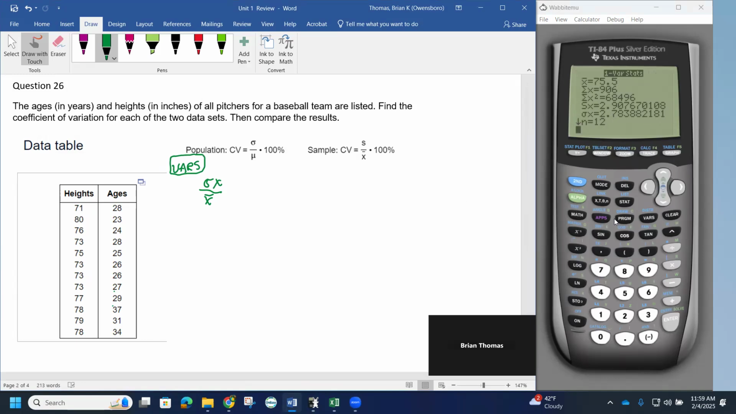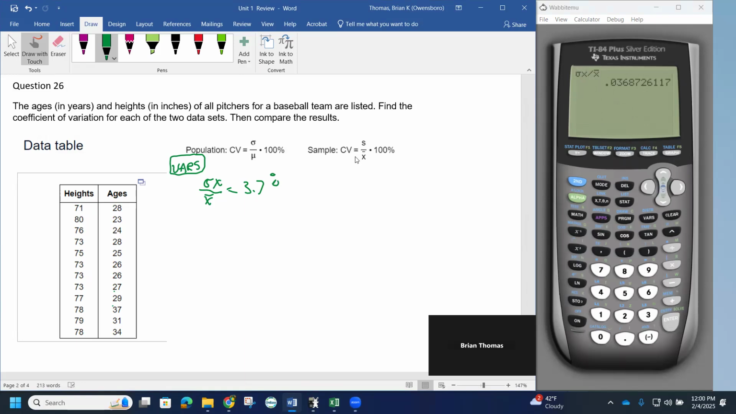If we hit the vars button on the calculator, go to number 5, statistics, we can then find the standard deviation, which is the sigma x, and we can divide that by, if I go to vars, statistics, number 2 is the mean. Hit enter. Notice how that gives me my coefficient of variation for my heights. If we move the decimal, it's going to be 3.6, and that 8 is going to tell me to change it to 3.7%.